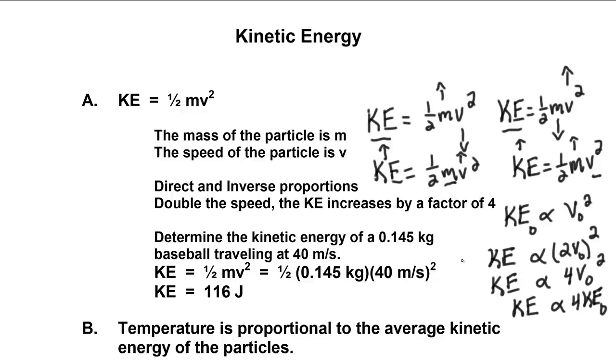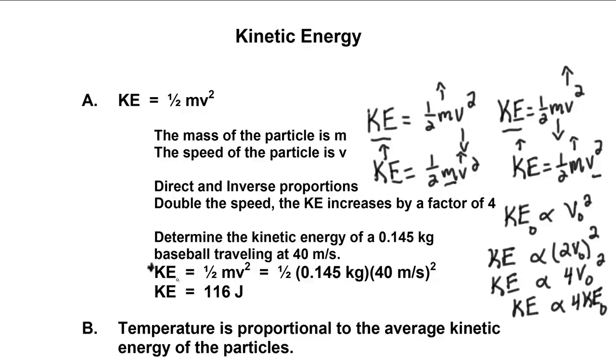Well, let's do a math calculation. It says determine the kinetic energy of a 0.145 kilogram baseball traveling at 40 meters per second. So we start off by writing the formula. Always, always, always start by writing the formula. So you write the formula down, you plug in what you know, put in 0.145 kilograms for the mass, include your units, and you have the 40 meters per second is the speed, and that's squared. So now you get out your calculator and you'll find that the kinetic energy is 116 joules.